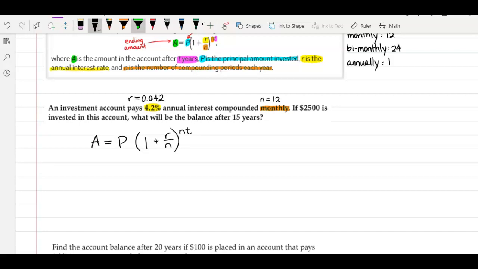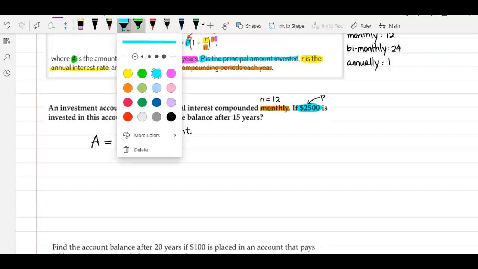2,500 is invested. 2,500 is what I'm starting with. That's what I'm putting into the account. So that's going to be our principal. And then it says, what will be the balance after 15 years? 15 years is my time.